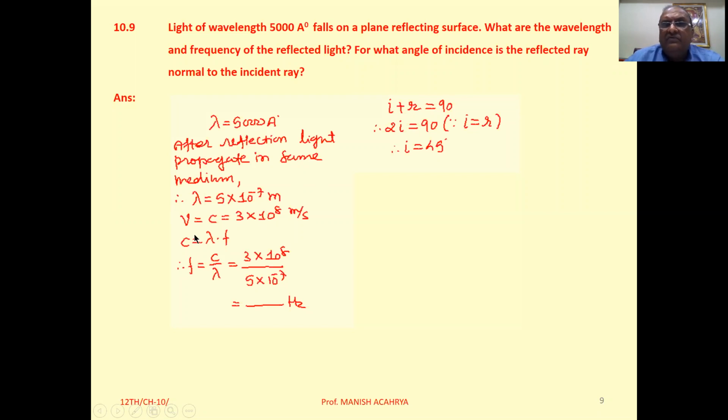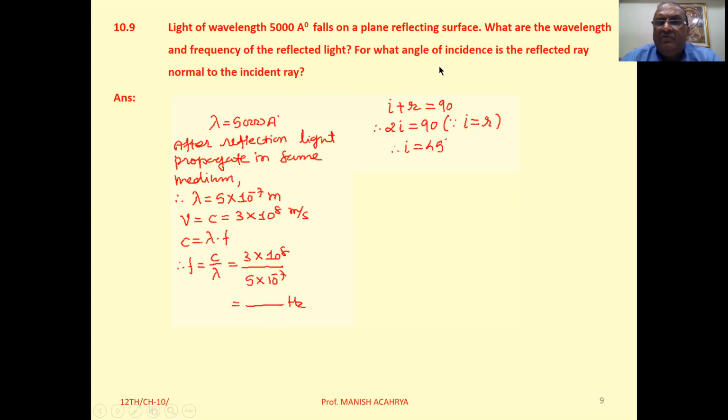Now velocity that is equal to c, because it is reflecting in the same medium air, that is 3 into 10 raised to 8 meter per second. Now c that is lambda into f, we want to calculate the frequency. So frequency that is c by lambda. c that is 3 into 10 raised to 8, lambda that is 5 into 10 raised to minus 7. Solve this one, you will get the frequency of the light wave.